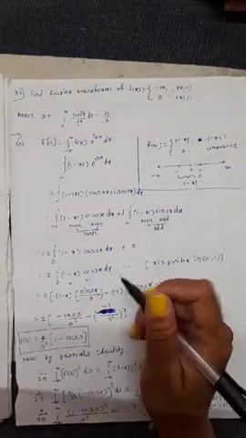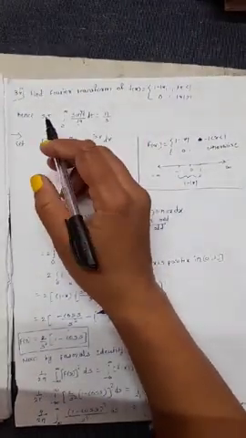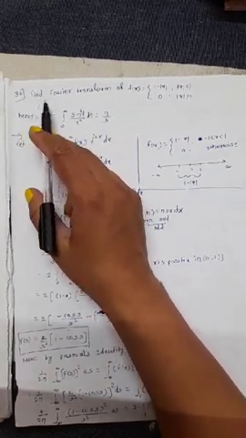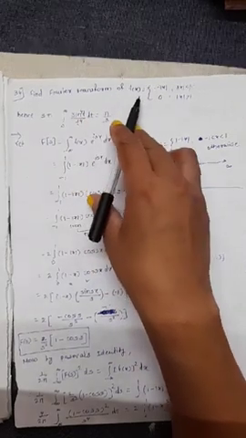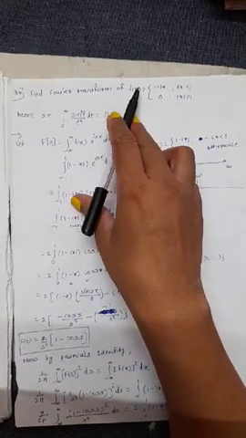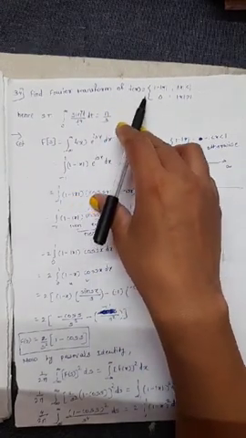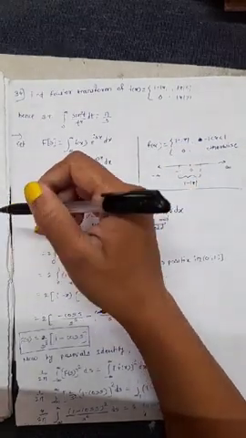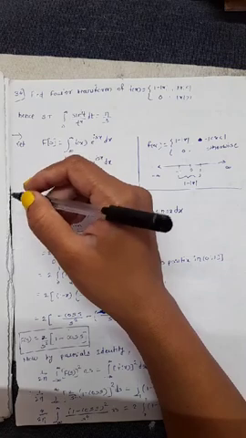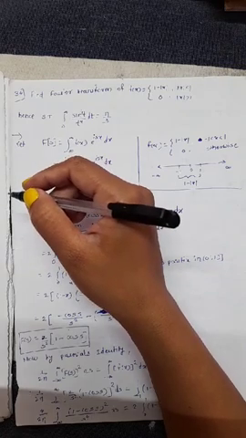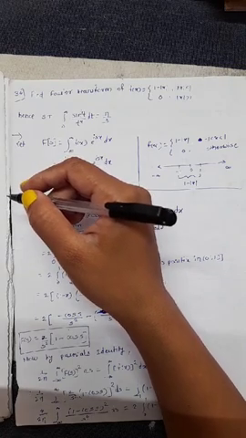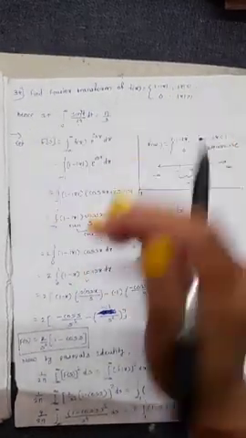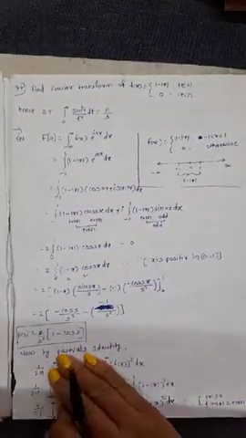Hello everyone, let us see the next example of the Fourier transform chapter, the 34th example. Find the Fourier transform of the function. We are now studying Parseval's identity. We have seen lots of examples depending on the Parseval's identity formulas. Now let us see the next example depending on that.